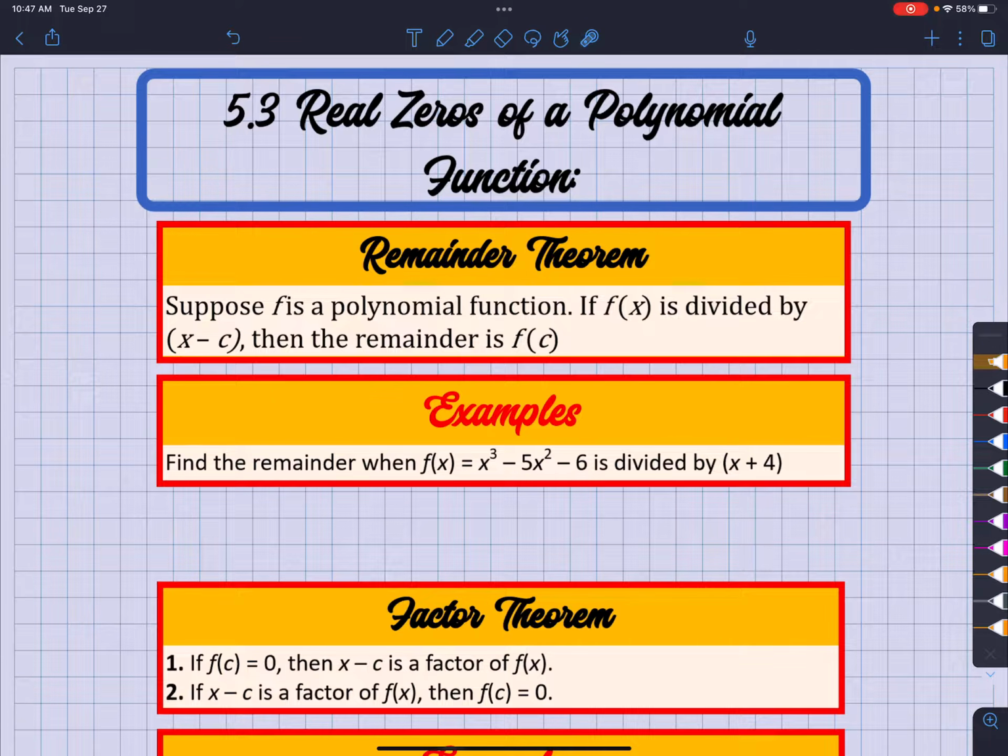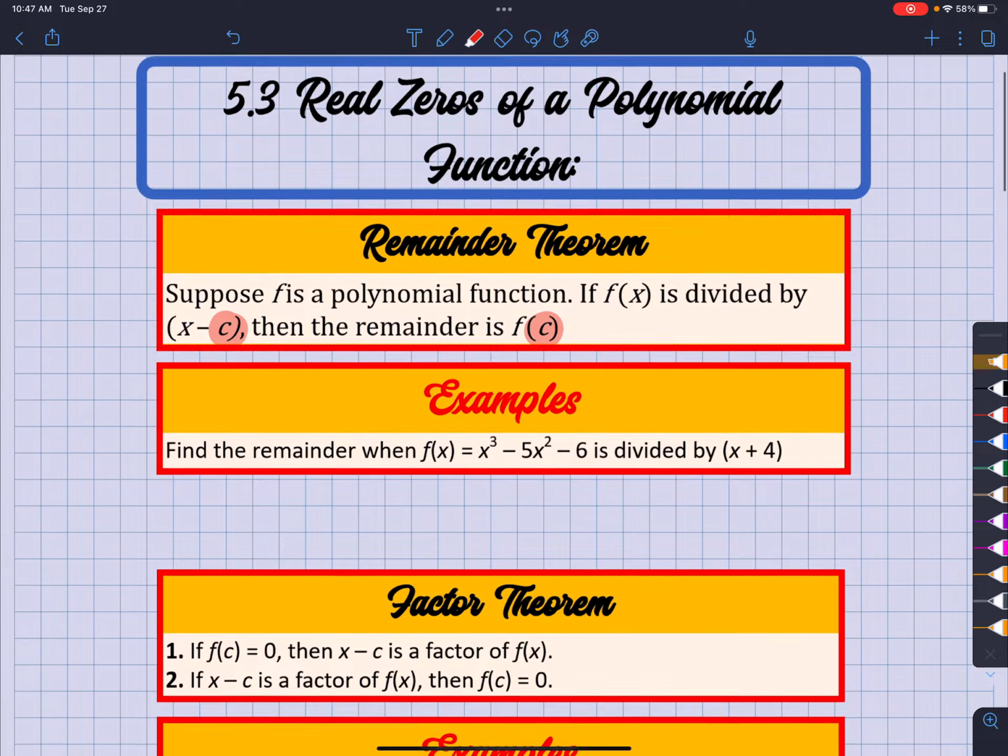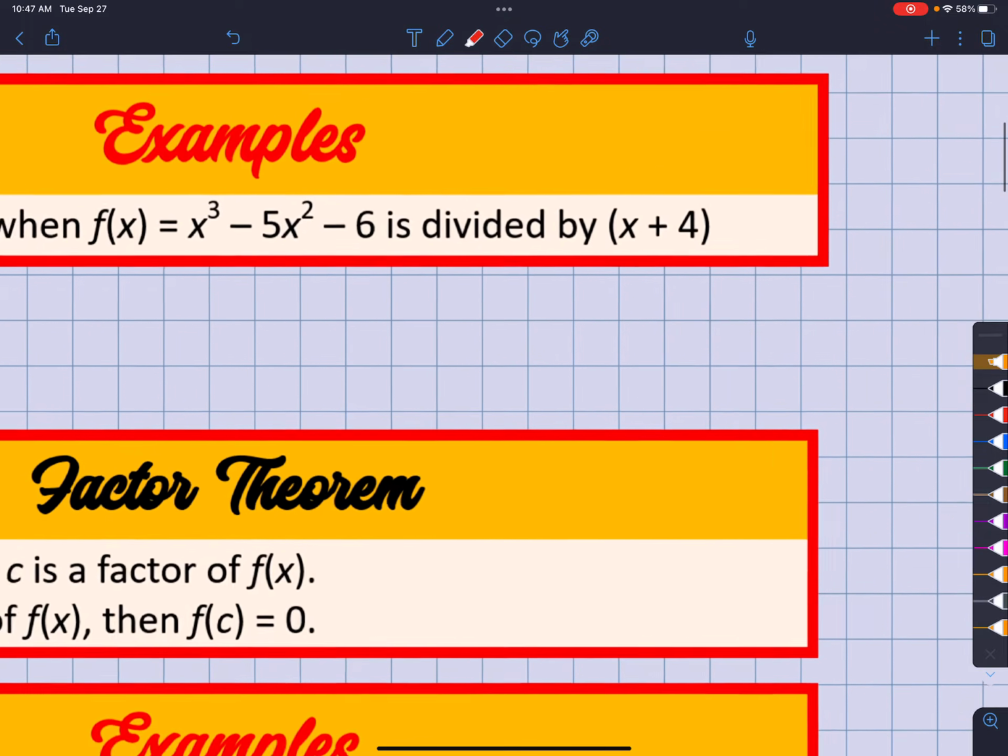All right, so we're talking about real zeros of polynomial functions. So the remainder theorem. What it's saying is that suppose f of x is a polynomial function. If f of x is divided by x minus c, then the remainder is the same as taking f of this c here. So these two c's are exactly the same, okay? I don't want you guys to think these are different. They're exactly the same.